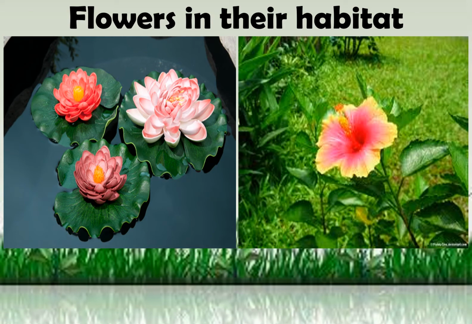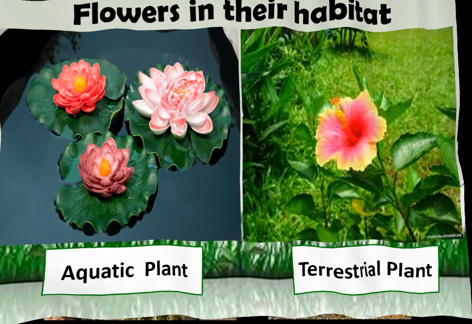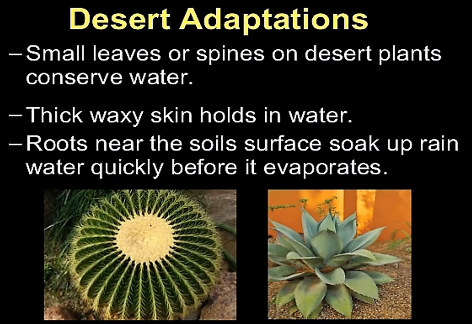Right, so we also have flowers in their habitat. We have flowers from terrestrial, and then we have flowers from aquatic habitat. So we call these terrestrial flowers and aquatic flowers. So let's look closely at how plants adapt to their different biomes.